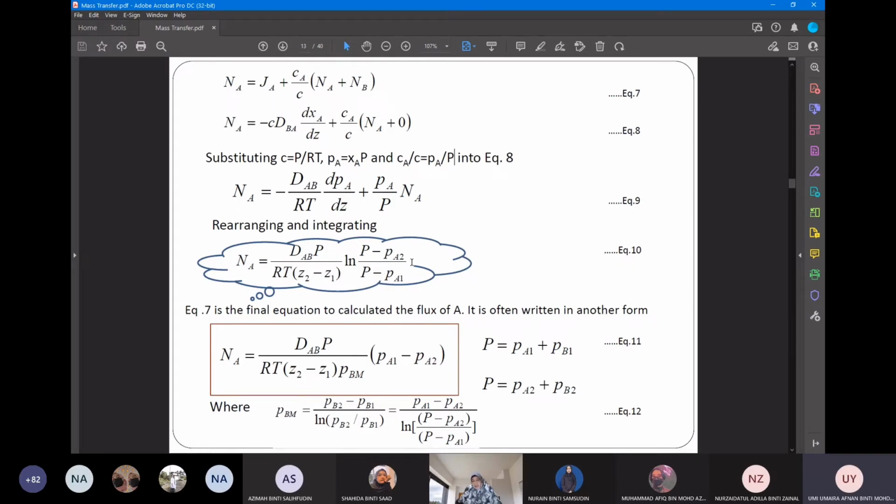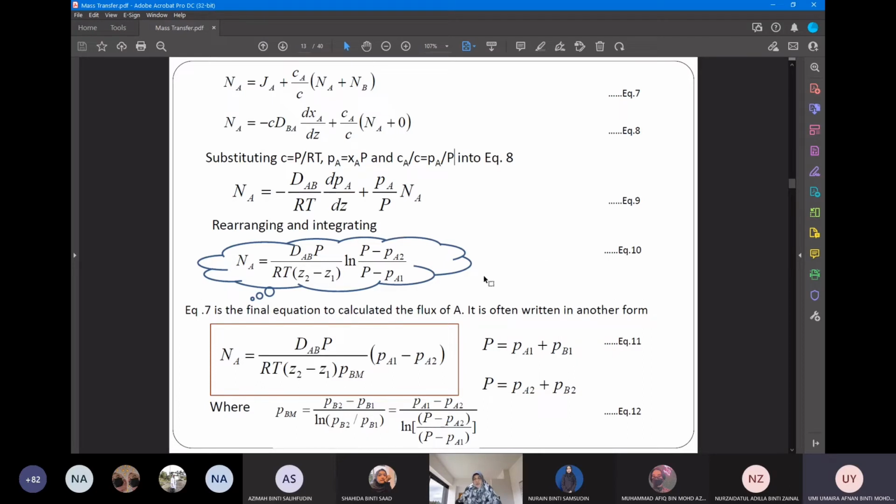If you learn about integration, you know that when you integrate dp over dz, your PA is here. When you want to integrate, these are the terms that you get. You can refer to your calculus book on how to integrate these terms, because you have the formula to get these equations from the integration.